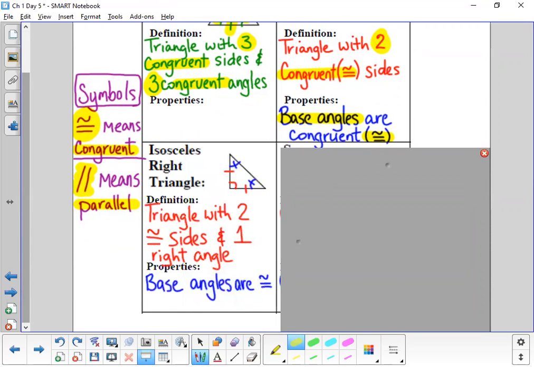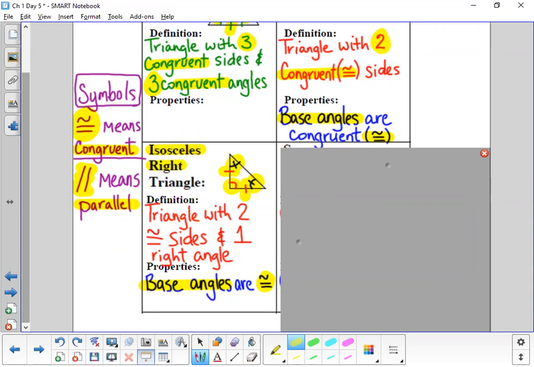Now let's take a look at an isosceles right triangle. It's isosceles because it has 2 equal sides, and it is right because it has one 90-degree angle. So that's the definition of the isosceles right triangle. But just like the isosceles triangle, it has the property that the base angles are also congruent. So I have those base angles marked as being congruent as well.